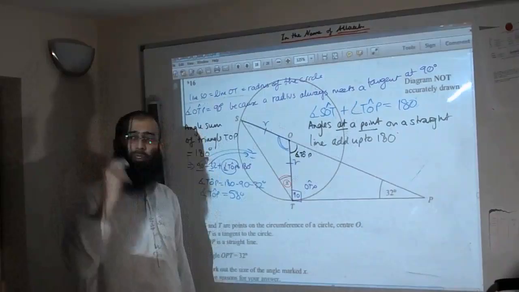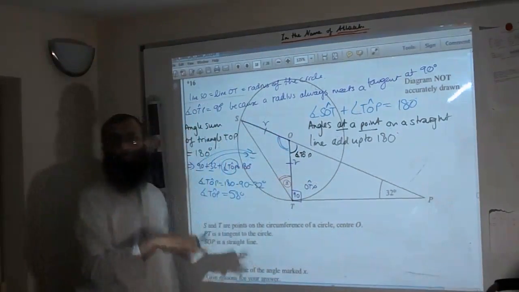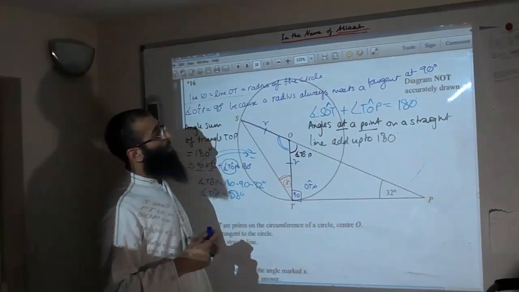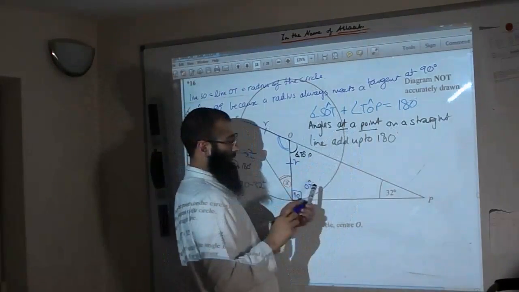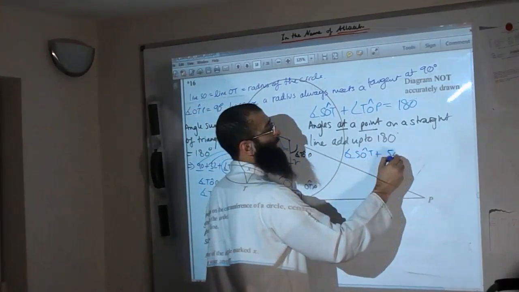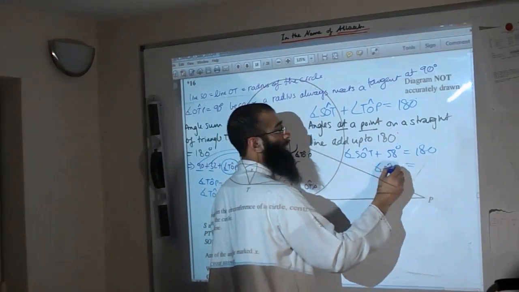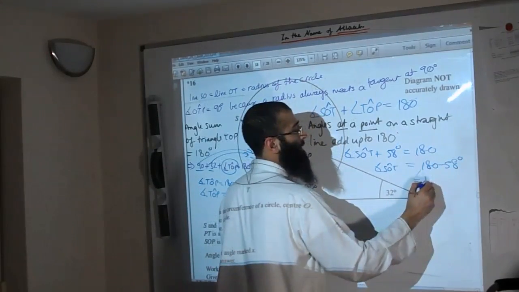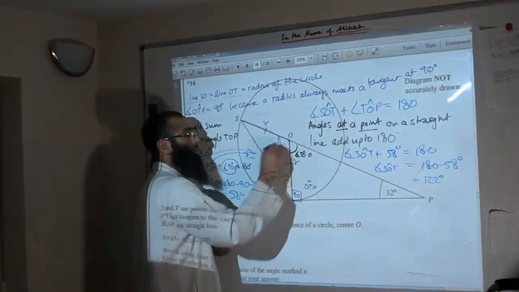That makes the rule very, very specific. We're doing angles on a straight line, at a point on a straight line. So we're not going all the way around, and not all the way on a straight line. Now, what was angle TOP? 58. So angle SOT plus 58 degrees is equal to 180. So the angle SOT is equal to 122. We need it there, folks.